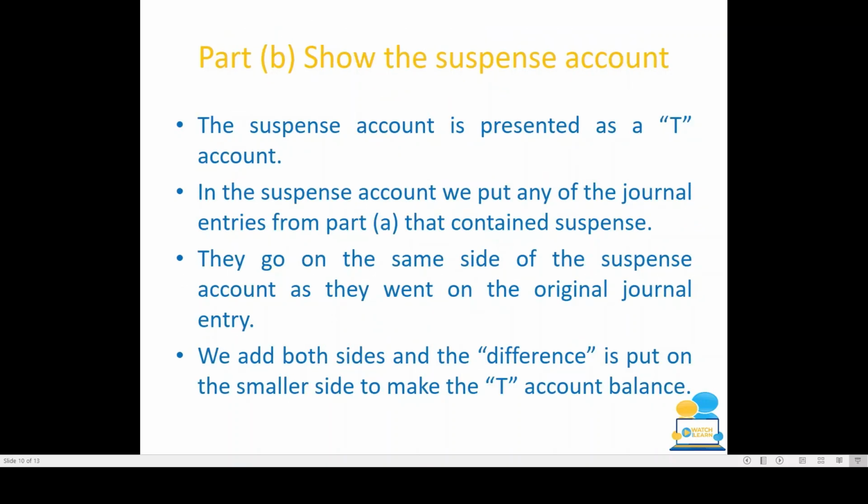Part B, show the suspense account. So this is only a small part here with a few, 2 or 3 or 4 entries maybe. The suspense account is presented as a T account again with a debit and credit side. In the suspense account, we put any of the journal entries from part A that contain suspense.